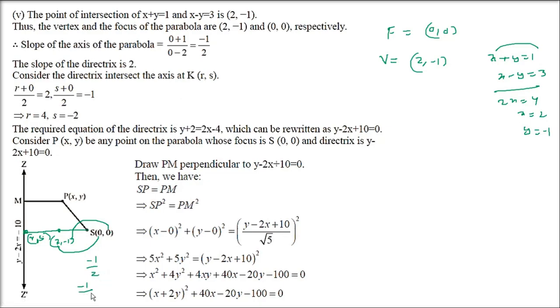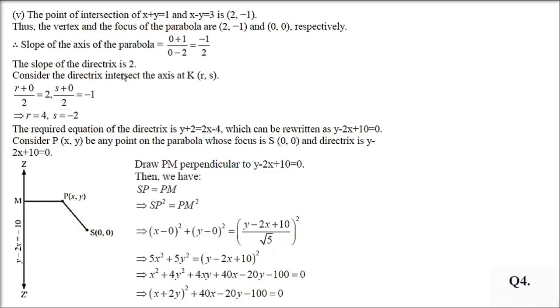So what is the slope of the directrix? It will be minus 1 by minus half, which is 2. So the slope of our directrix is 2 and the point through which this directrix is passing is 4 comma minus 2. So just follow the same procedure. Take the distance of x, y from 0, 0, take the distance of x, y from the directrix, which is actually y minus 2x plus 10.